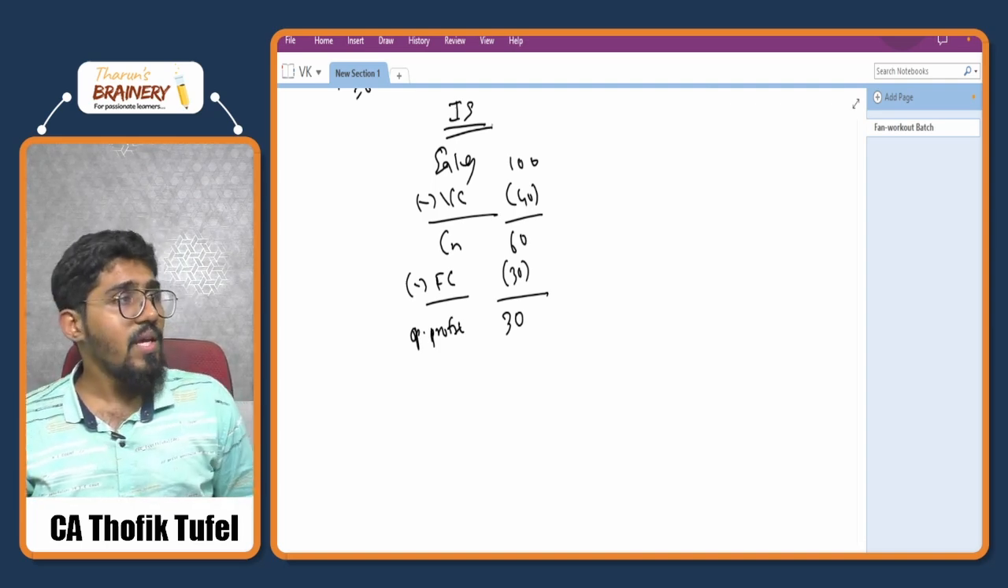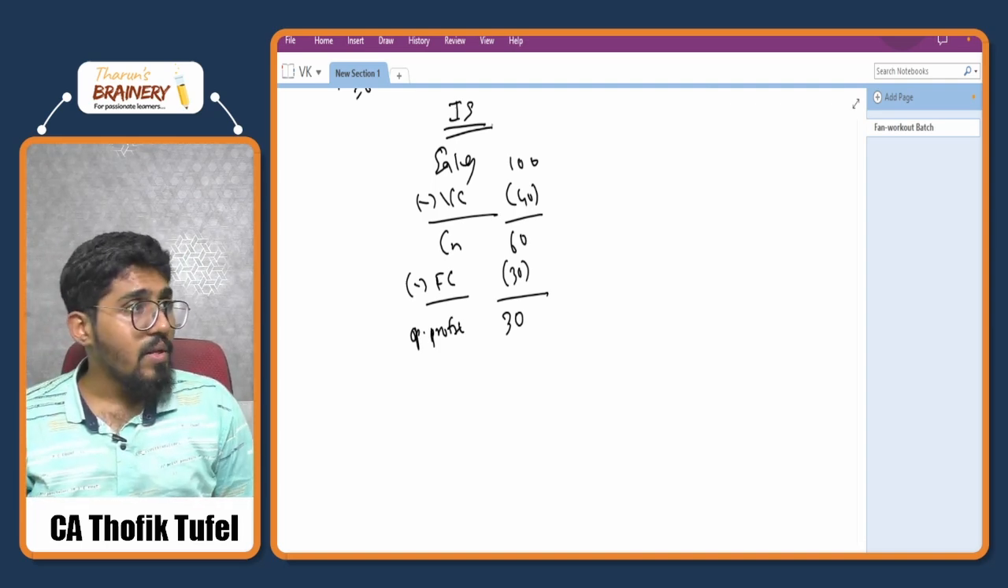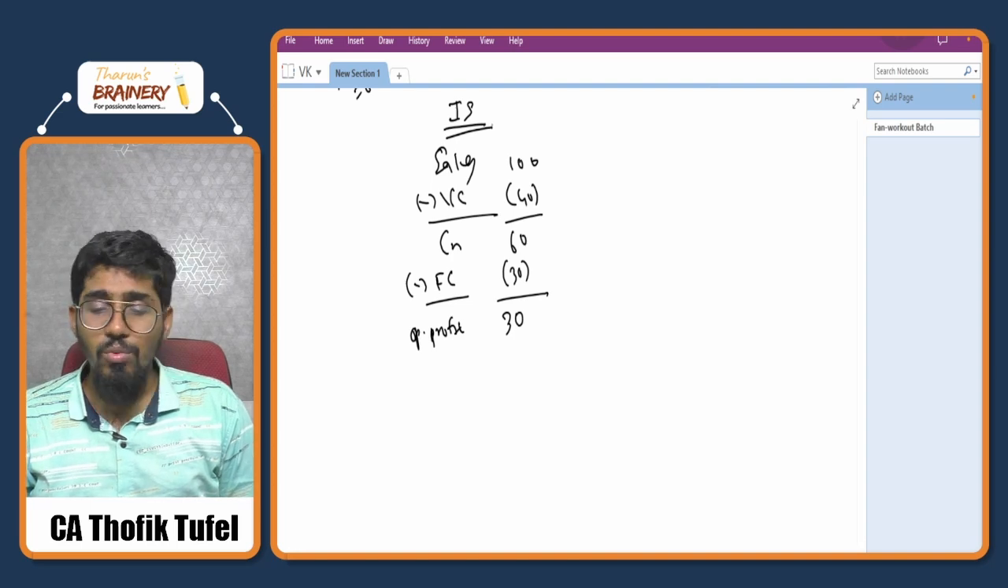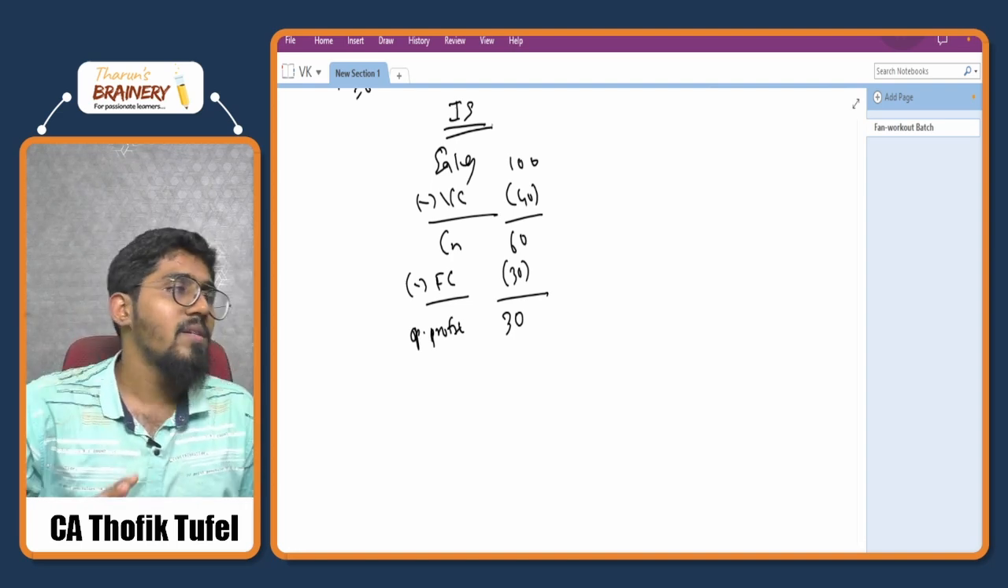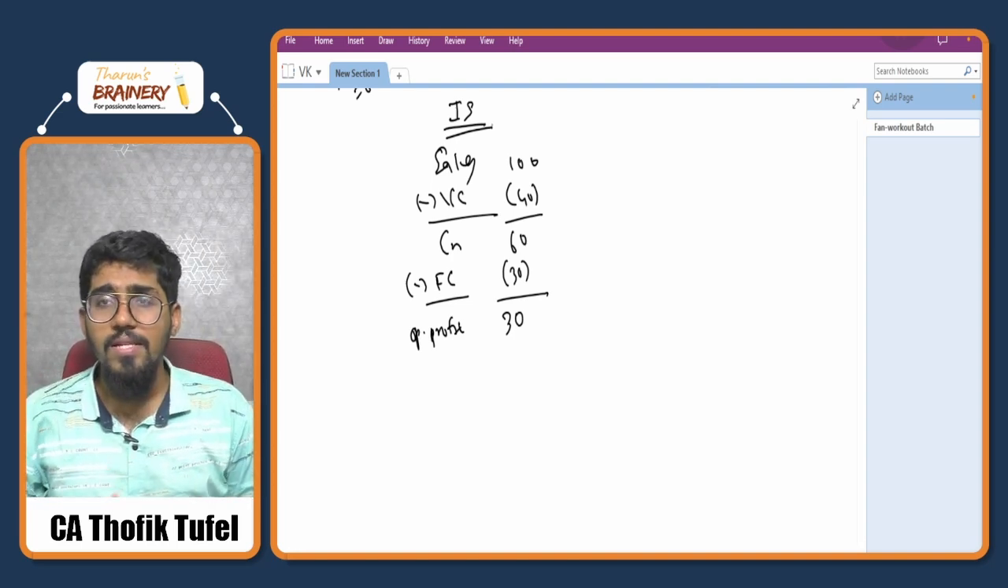Okay, sir. So sales minus variable cost is contribution, minus fixed cost is equal to your operating profit. Till now I hope that you guys are having no doubts, sir.